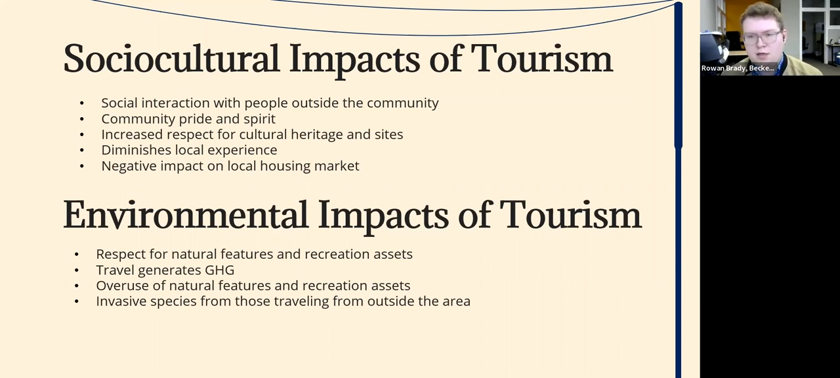However, the tourism industry can also diminish the local experience as residents bump up against tourism, compete for space on the sidewalk, parking, space in restaurants and retail. And as previously mentioned, the real estate speculation can increase housing costs. On the environmental side, tourism creates a sense of respect for natural features and recreation assets, but the travel generated by tourists creates greenhouse gases. Tourism can result in the overuse and deterioration of natural features and recreation assets, and the inevitable travel between distant places can bring invasive species into the area.